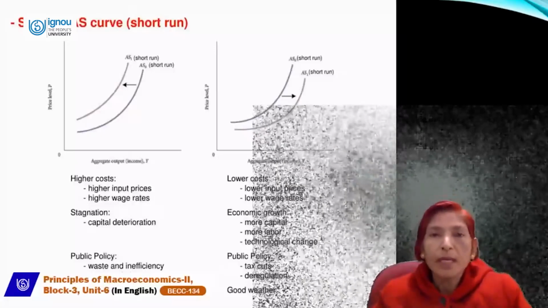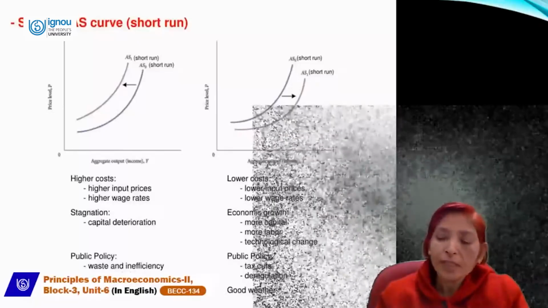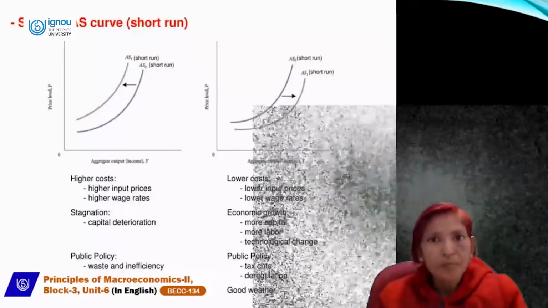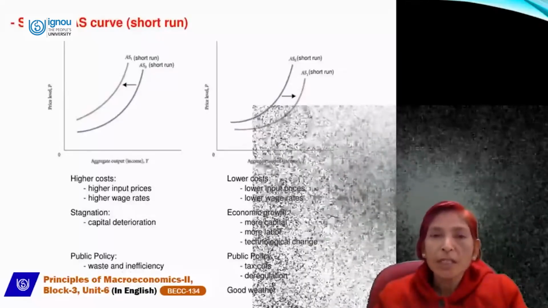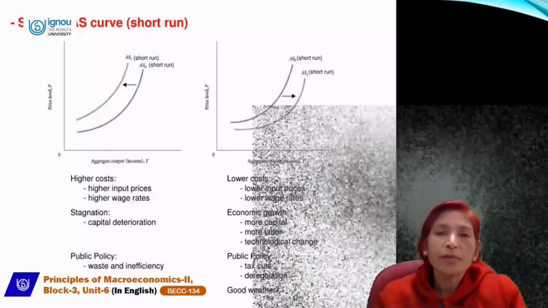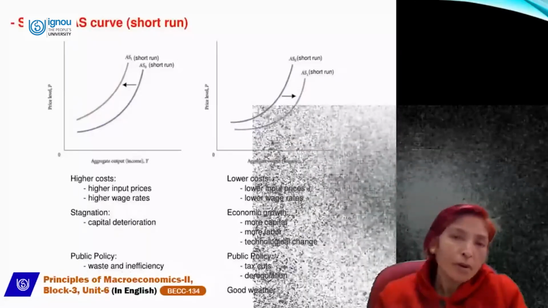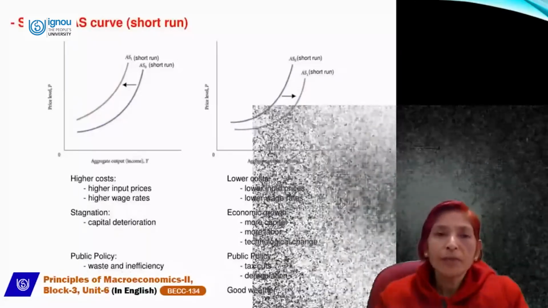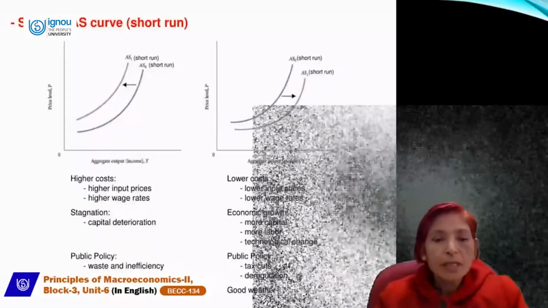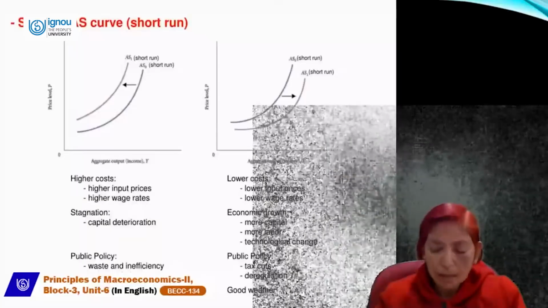So, the supply curve can shift either to the right hand side or left hand side, depending upon so many factors. Like if profit margin increases, the producer will produce more, and supply will shift to the right hand side. And if profit margins fall, then supply will shift to the left hand side. So these are the main causes of shift in the aggregate supply curve.